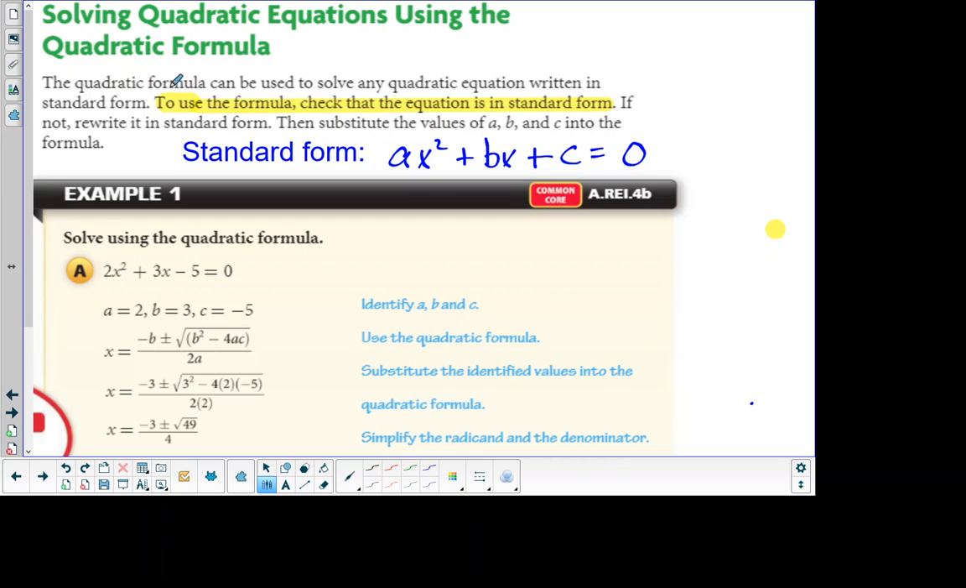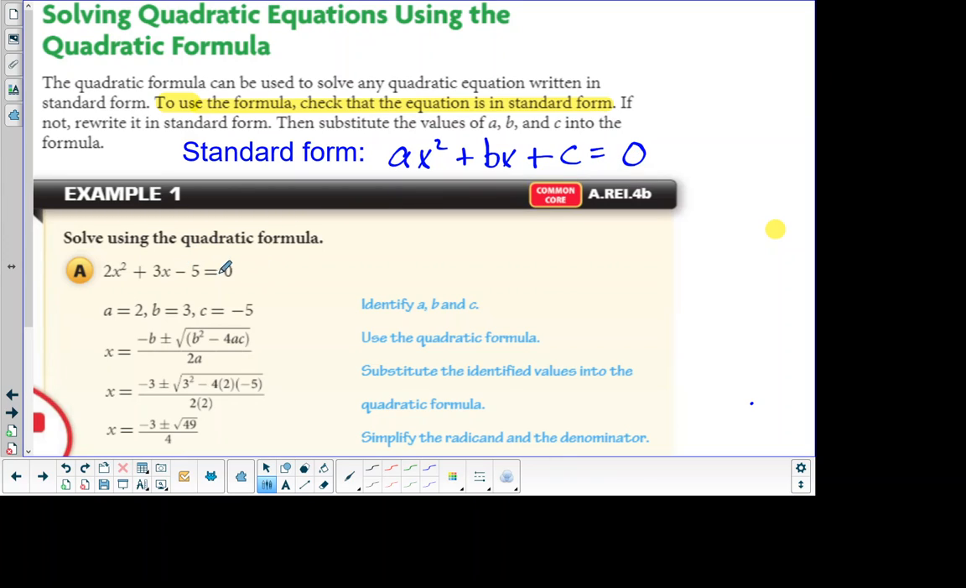So to start with, the quadratic formula can be used to solve any quadratic equation that's written in standard form, and that's important. It must be written in standard form. And remember what standard form is. Standard form of a quadratic equation is one where the equation is written equal to 0. And notice here you have your a, b, and your c values. Ax squared plus bx plus c. So whatever the coefficient is with the x squared is your a, the coefficient with the x is b, and then the constant is the c. Standard form means it's got to be written equal to 0.